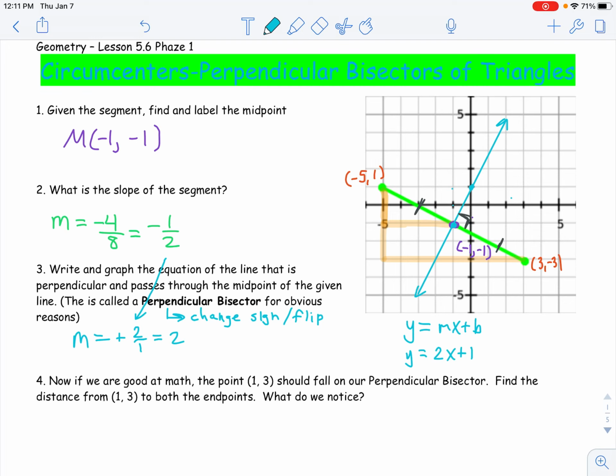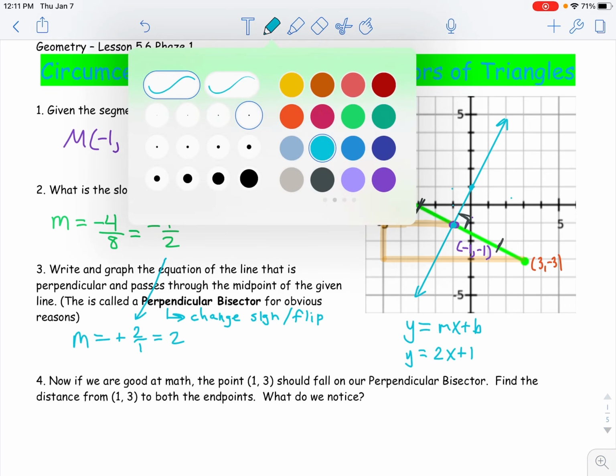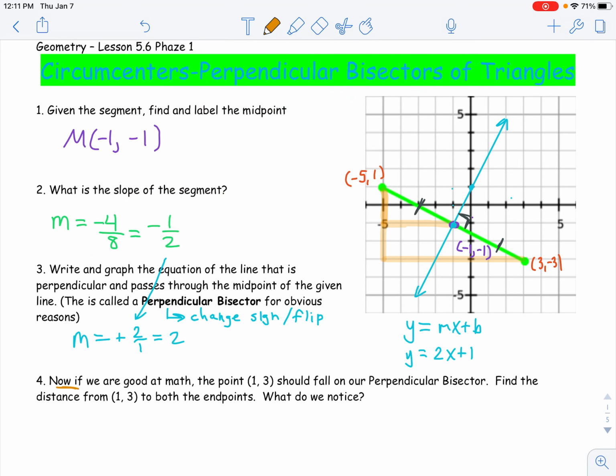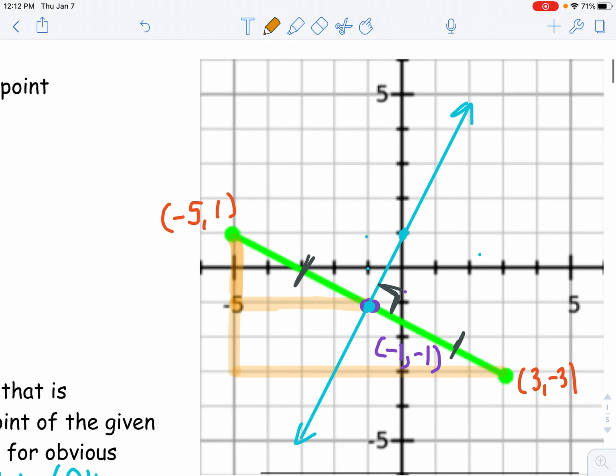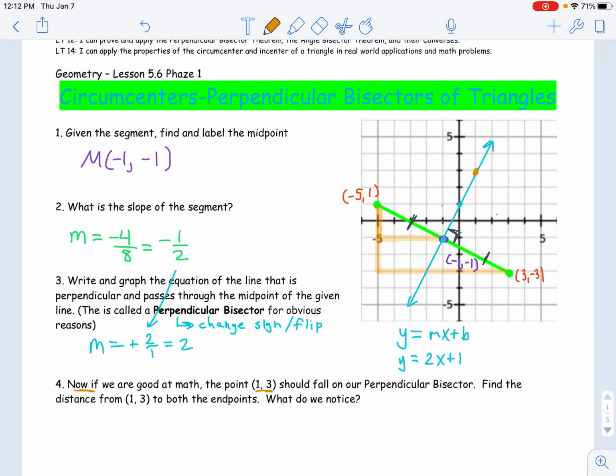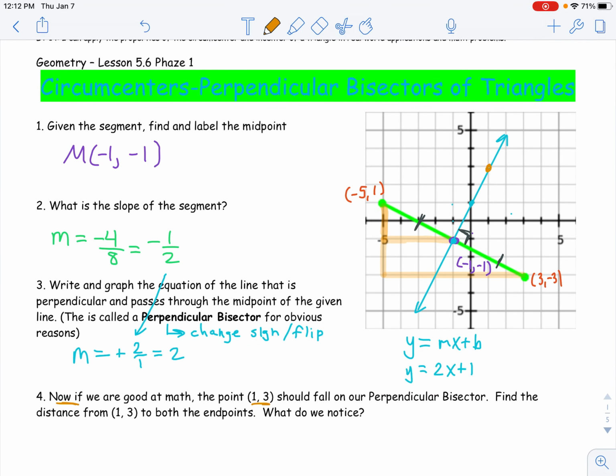Can you guys feel the power of geometry flowing through your veins right now? You guys are getting very good at math. All right, now, reading this next part. If we are really, truly good at math, the point 1, 3 should fall on our perpendicular bisector. Look, 1, 3, boom, right there. Yes, we are good at math.